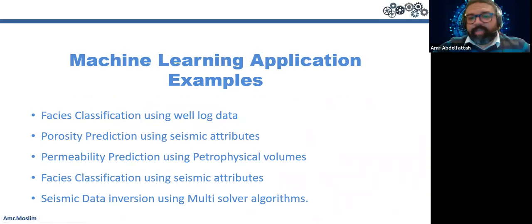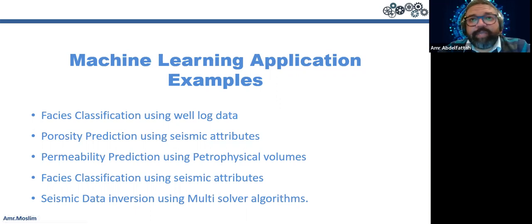Okay, in this slide I listed the facies classification and machine learning applications I have already done in the past, and I would like to share them with you. First is facies classification using well logs. This is actually an easy task and very common nowadays. Porosity prediction using seismic attributes is the same.